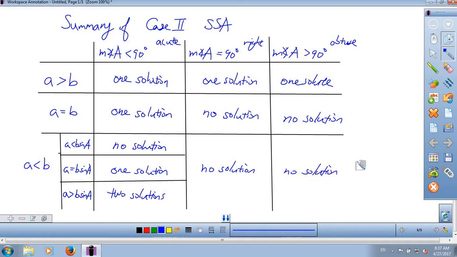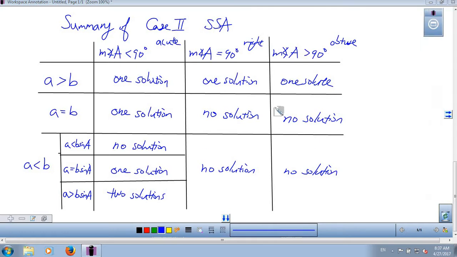So this is a great table. It summarizes very easily for you what to look for. Every time you deal with a case 2, you start with the angle. You ask yourself, what is the angle given, and then compare the opposite side of the angle with the adjacent side. After you make the comparison, then you can find out just by looking at the table how many solutions you have. Once you determine the solutions, then we can go ahead and solve it.